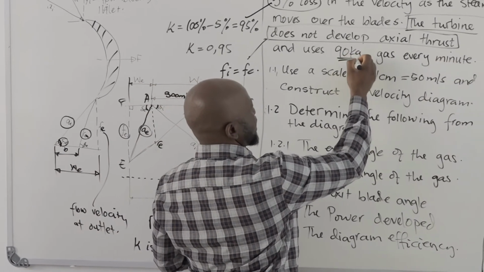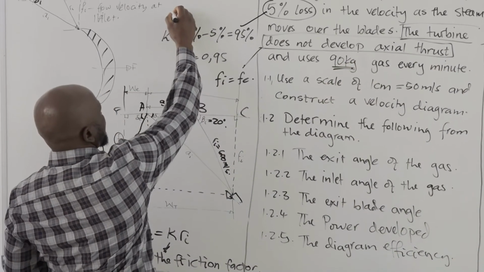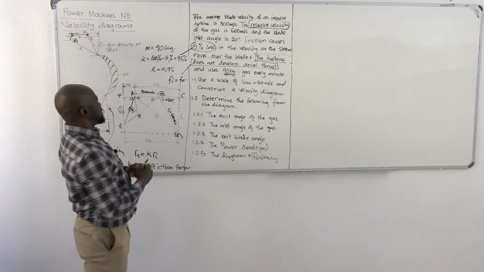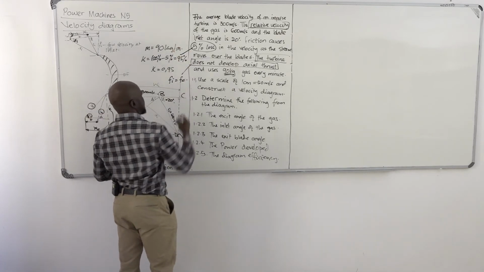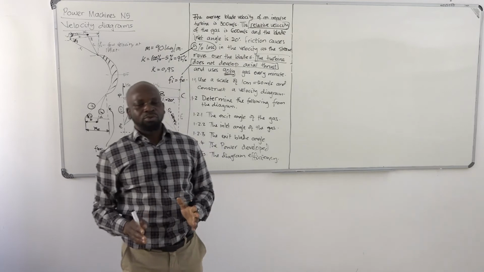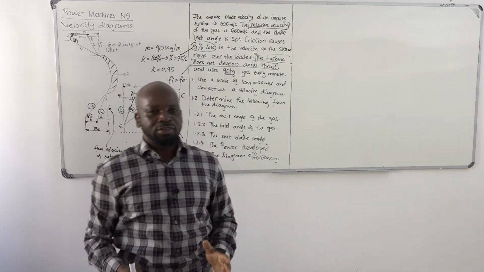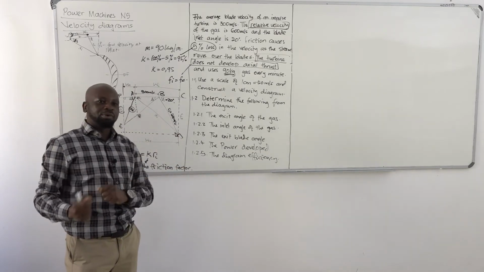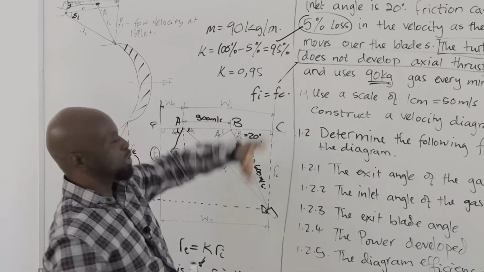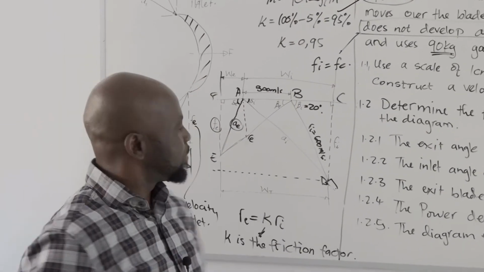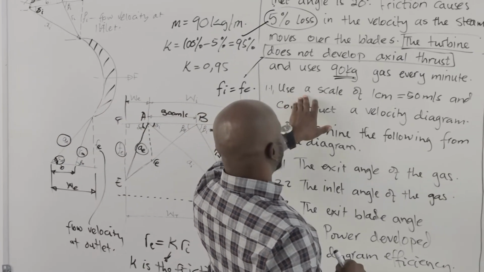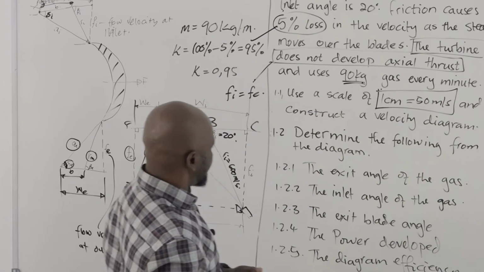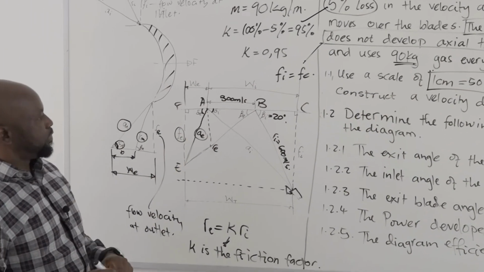This 90 kgs now becomes our M, equal to 90 kgs of gas per minute. Please write per minute, it is very important, because when we are calculating our power developed, our axial thrust, or anything that has to do with calculations, it is going to be kgs per minute. So we are going to be converting this from kgs per minute to kgs per second. Now they are saying use a scale of 1 centimeter equal to 50 meters per second.